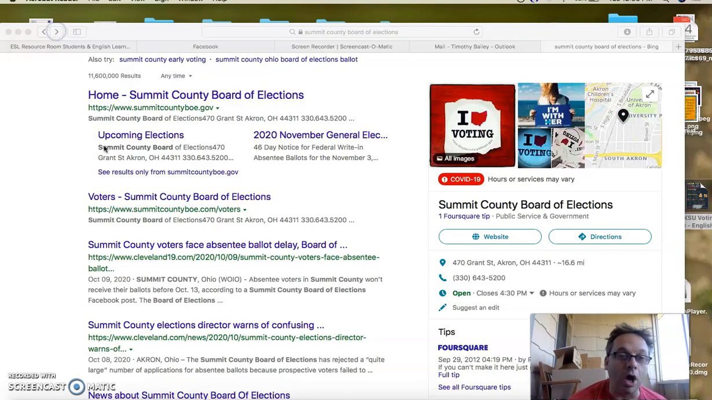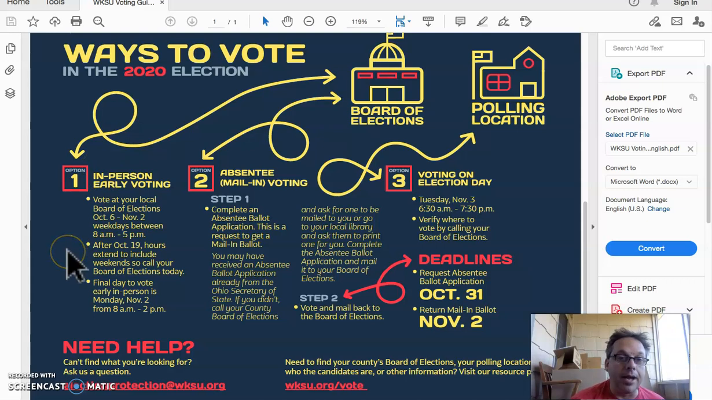Okay, so that's the one. You can do that now, right? I did it last week. I live in a different county. I live in Stark County, so I went to the Stark County Board of Elections and I voted. It is possible that there is more than one Board of Elections office, so do check that.